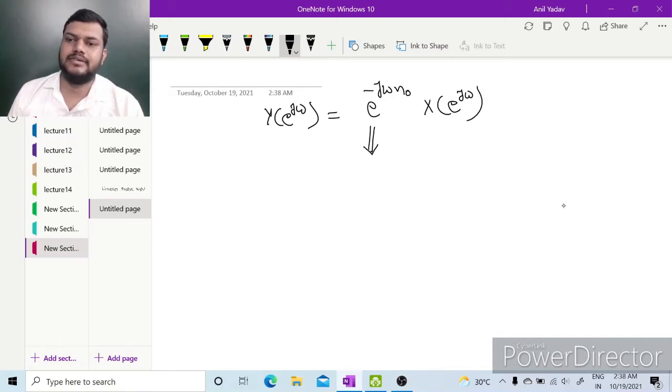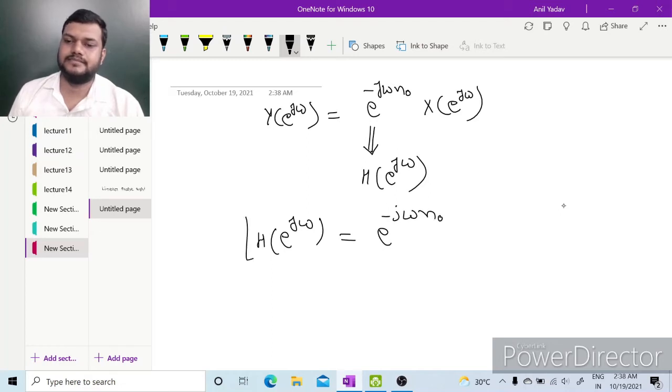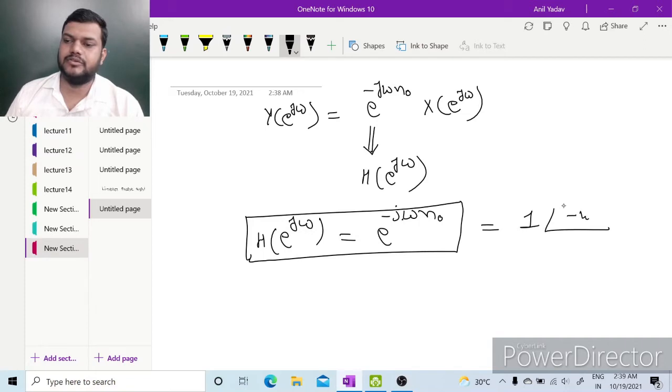By comparing this equation with the previous equation, we can see that this is the DTFT of the impulse response of this LTI system, which is linear phase. So for a linear phase system, its impulse response will have DTFT as e^(−jωn0). So we can see here that H(e^jω) we can write as amplitude 1 and phase as minus ω n0.